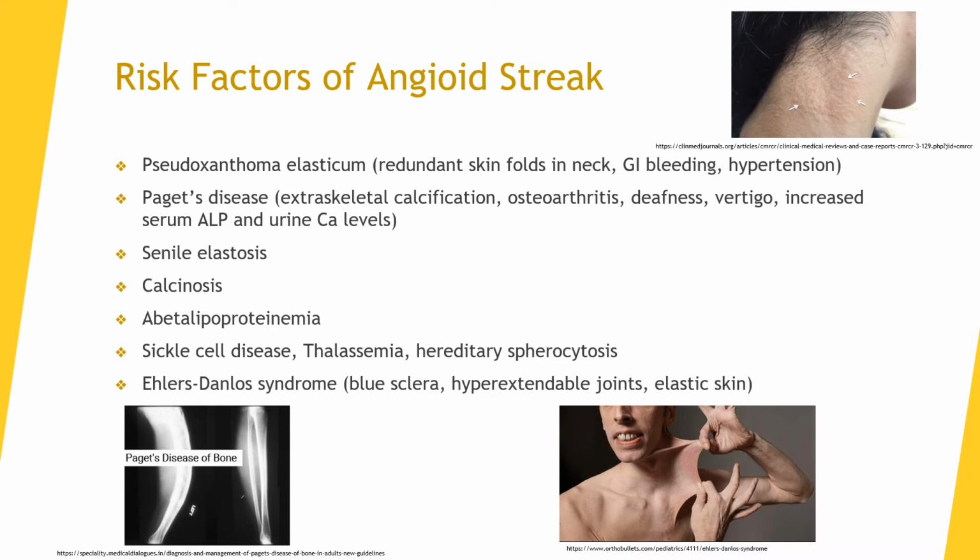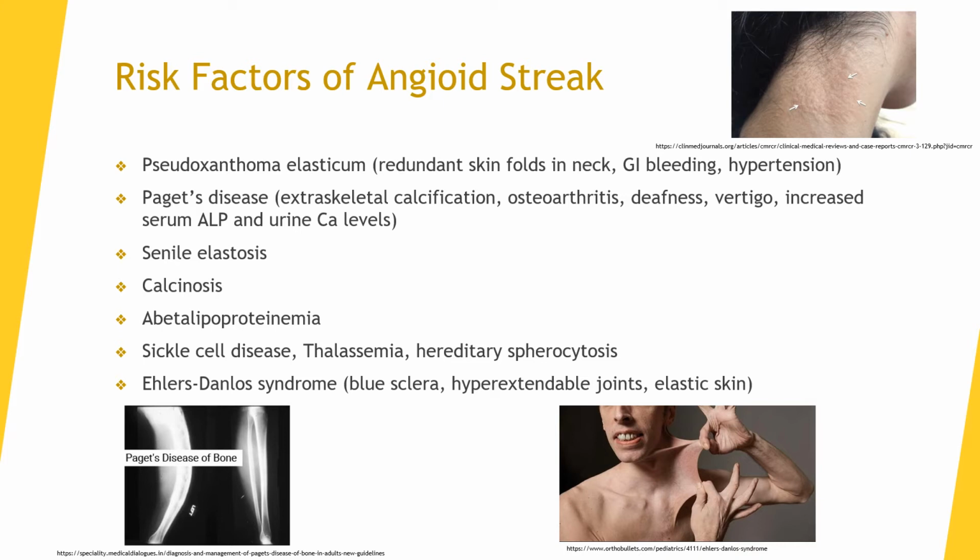It can even cause excruciating pain, as the foramen that hosts the passage of nerves may reform and impinge such nerves. Senile elastosis and calcinosis can also be risk factors, and abetalipoproteinemia, which is an abnormality in the absorption of lipids, also forms part of the list here.